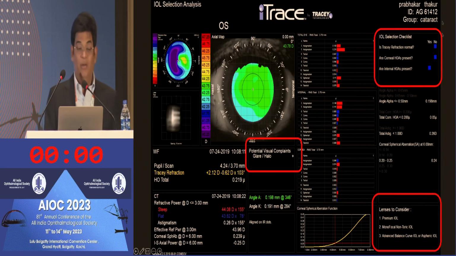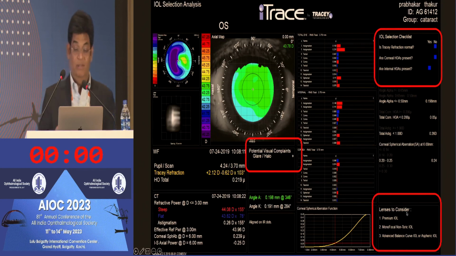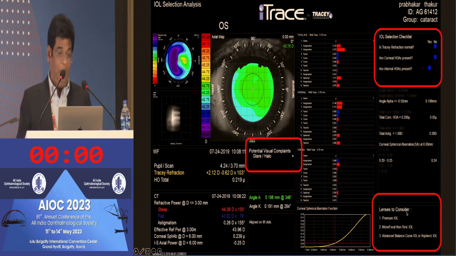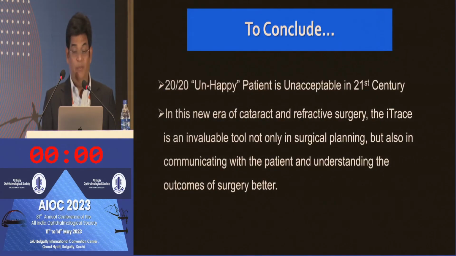Just in order to make all this simple, they have given something known as an IOL selection analysis, and it says here: is the Tracey refraction normal? Yes or no. Are corneal higher order aberrations present? No. So this patient, and are the internal higher order aberrations present? Yes. This is because of the cataract. So it automatically tells us whether we can go in for a premium IOL or not in these patients, just to make life simple for cataract surgery patients.